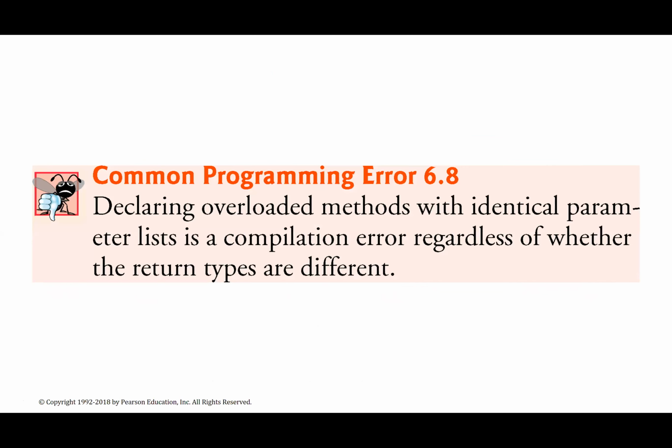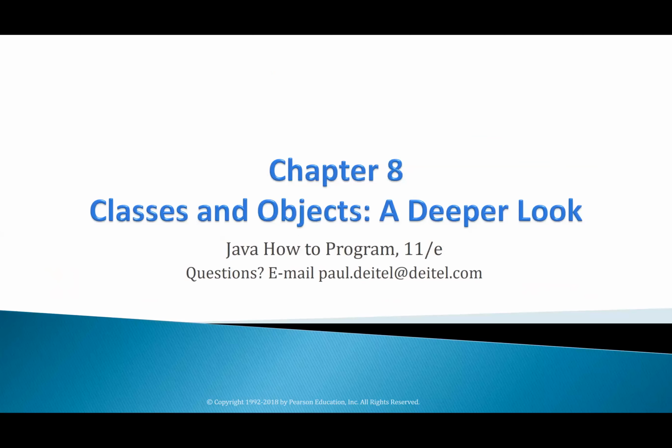Common programming error, declaring overloaded methods with identical parameter lists. Java can't tell which one to use. So that's a real brief introduction to that and to some methods as far as static methods. We'll come back and look at static methods in more detail.